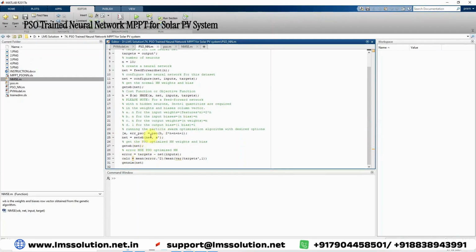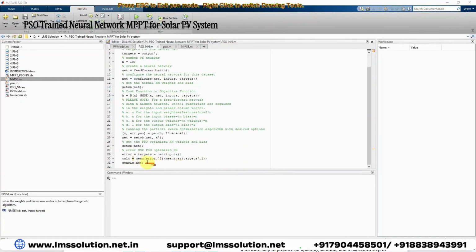After execution of PSO, we get updated values for the weights and bias, which are used to set up the neural network. The final neural network is checked against the target value, and from that you calculate the error. After iteration, we finally get a trained neural network that is stored in this function. To use this trained neural network in the main block, we have to convert it into a Simulink model, and for that you use this function.